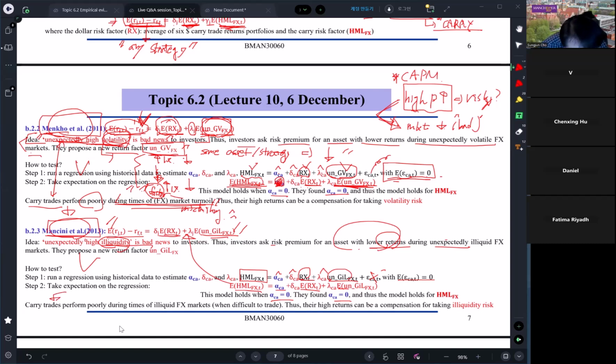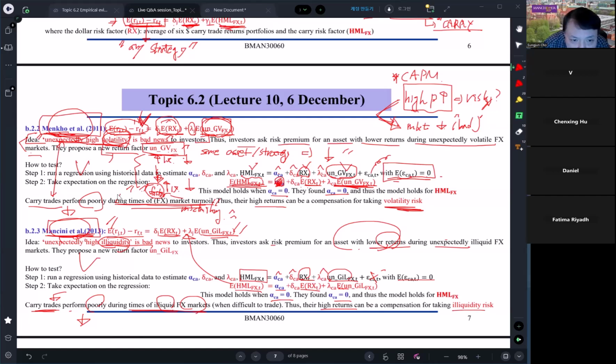In words, carry trade performs poorly. So carry trade generates negative returns during times of high illiquidity in the FX market. So during bad times, carry trade gives you negative returns, so you feel it's risky to invest in carry trade. So before investing in carry trade, you're going to ask a premium, right? So this paper says the high return on carry trade is the compensation for taking volatility risk. This paper says the higher return on carry trade is the compensation for taking illiquidity risk.